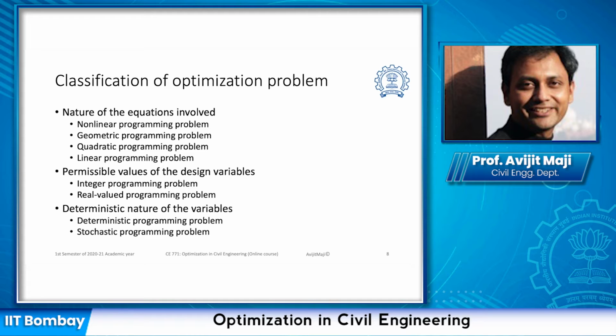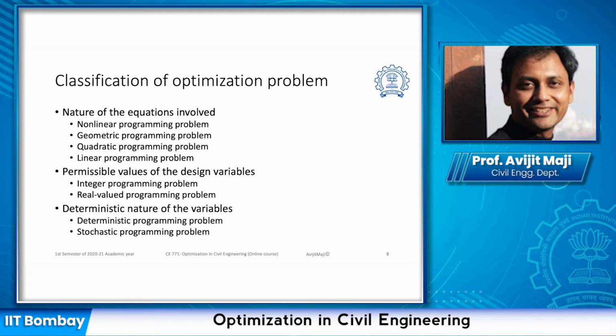For example, if we want to optimize the number of people required to construct a masonry wall, in that case the number of people required can be only an integer. Any problem which represents that will eventually become an integer programming problem. On the other hand, if the variables represent real values, then the problem is known as a real valued programming problem. The deterministic nature of the variables also helps to define an optimization problem.